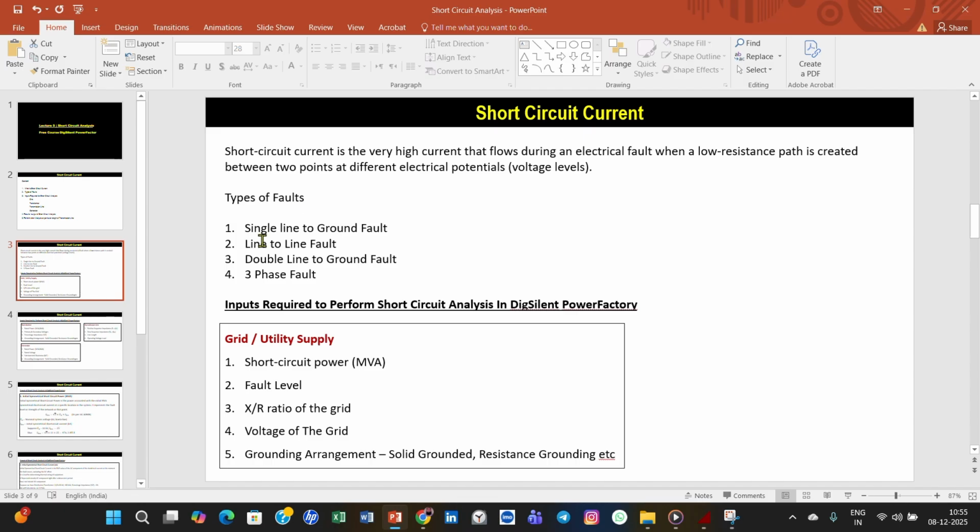Types of faults are single line to ground fault, line to line fault, double line to ground fault and three-phase fault. You have studied these in your BTech or MTech course. What is a single line to ground fault? That is when there is a connection between a single line, a single phase, and the ground. When there is a connection between line and line, that is the line to line fault, and when there is a connection between two lines and the ground, that is called a double line to ground fault. And one more fault is the three-phase fault, when all three phases are shorted together. We will not go into detail about these faults.